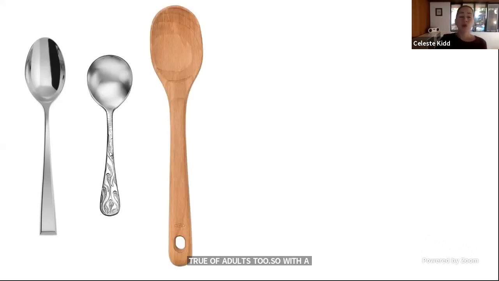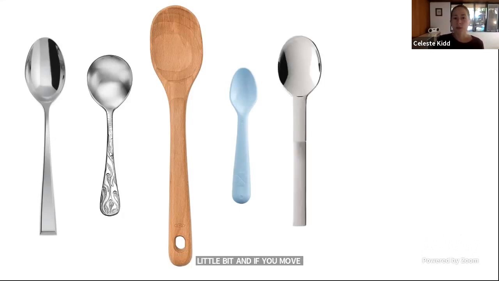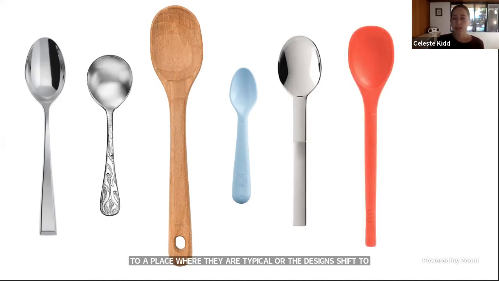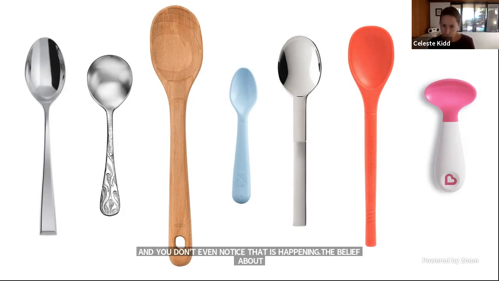And if you move to a place that has spoons that are more atypical, or in the future, if culinary design trends shift towards shorter, fatter spoons or something like that, your concept shifts right along with those changes, and you don't even notice that that's happening. Your beliefs about spoons change right along with the shifts in the data that you're observing.